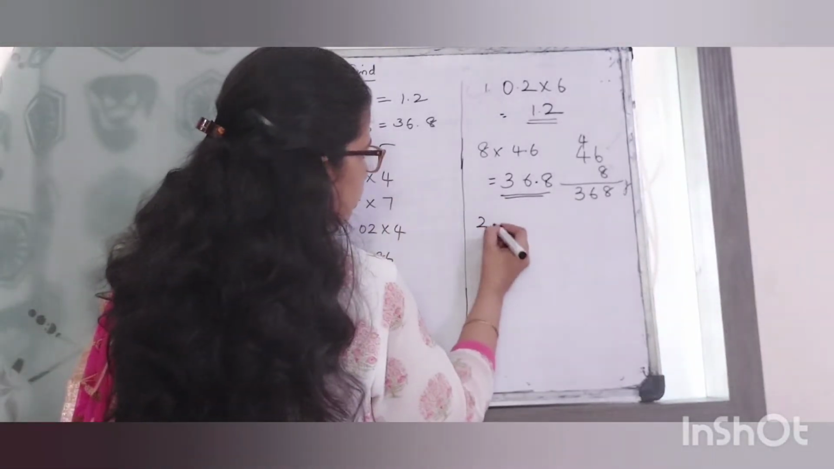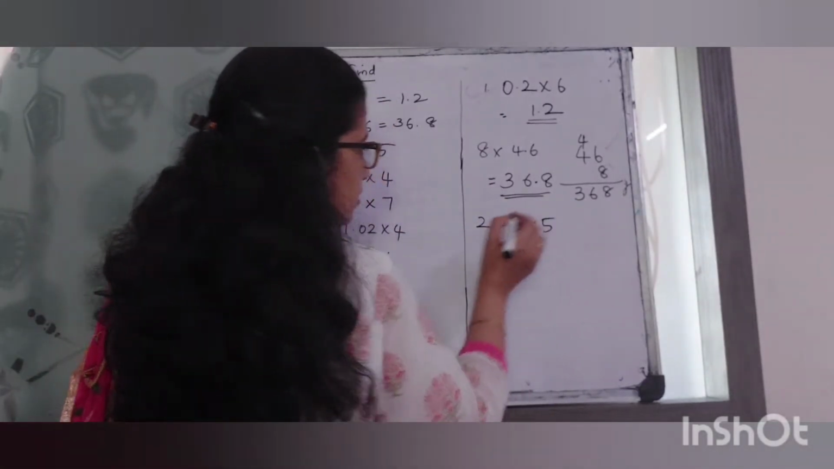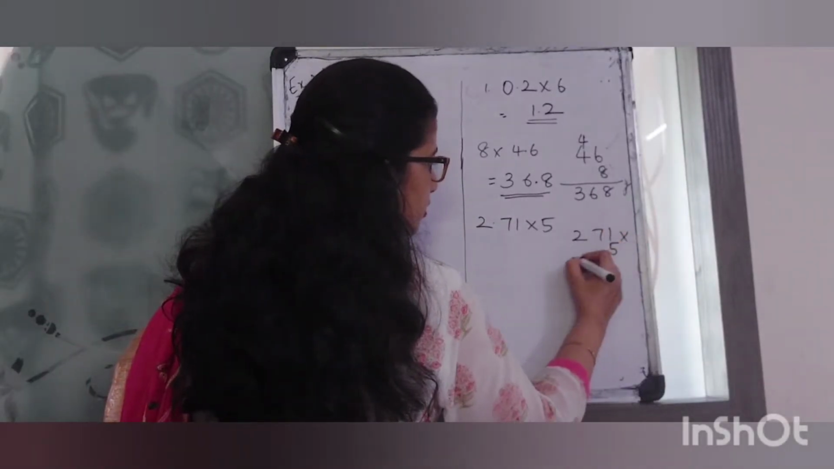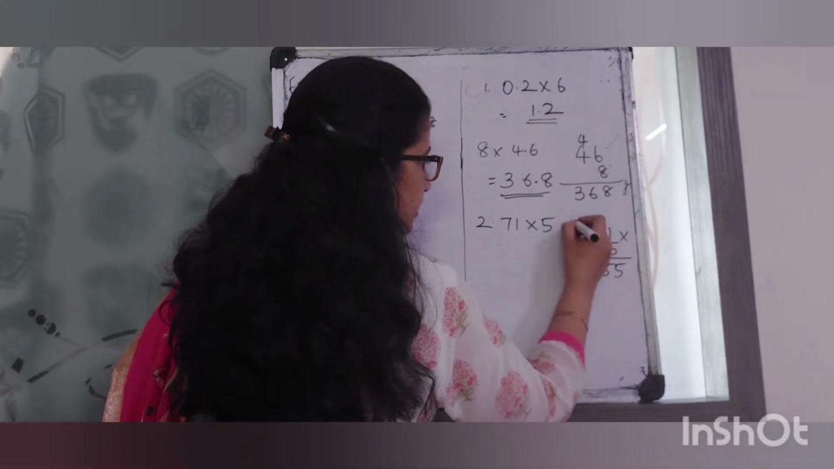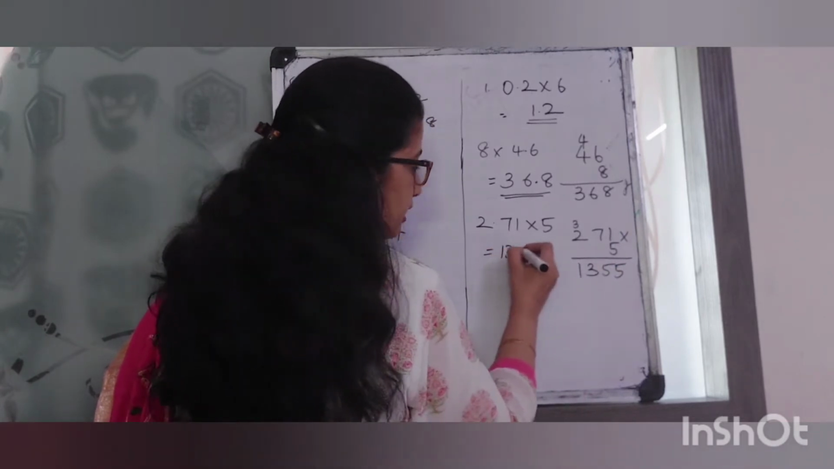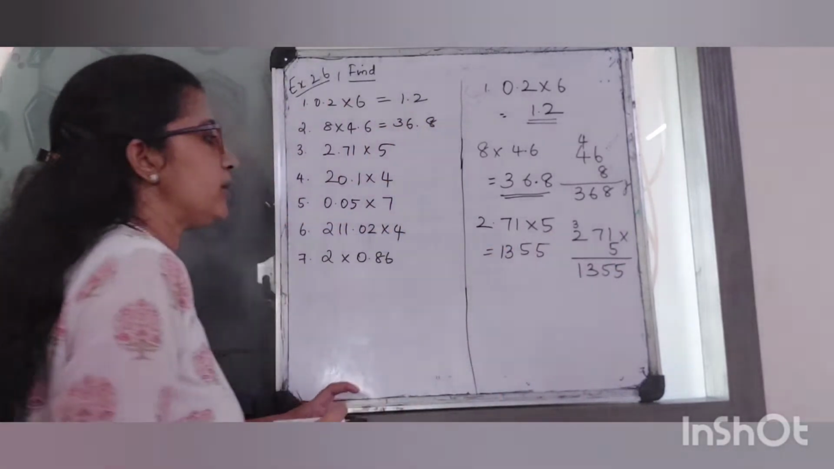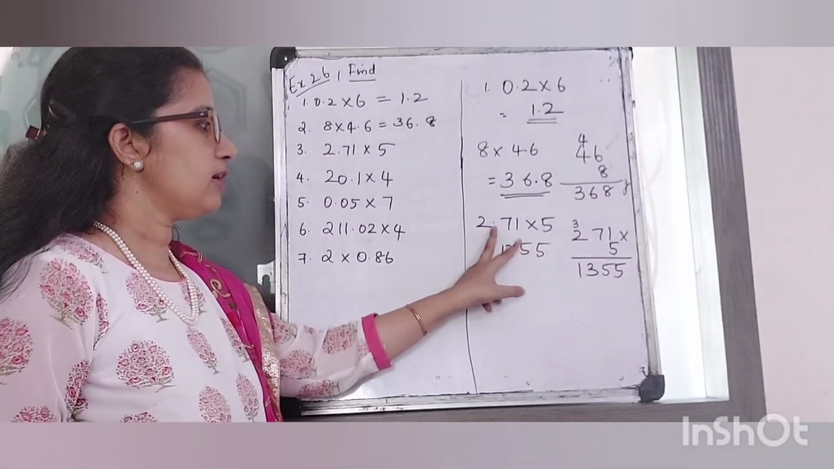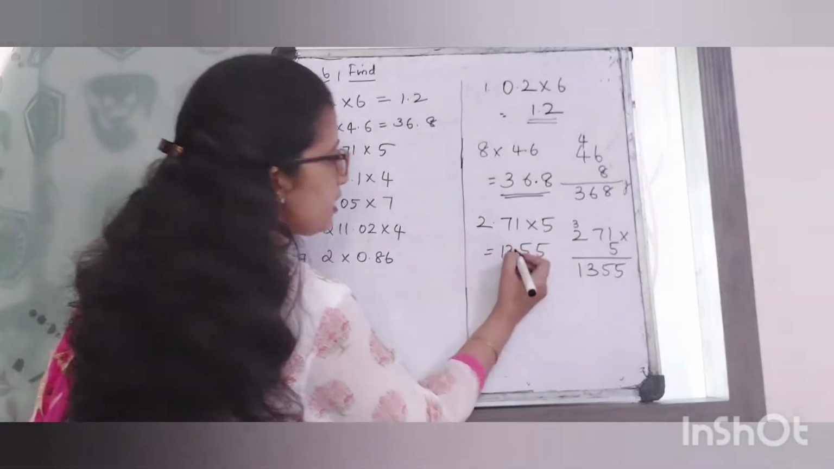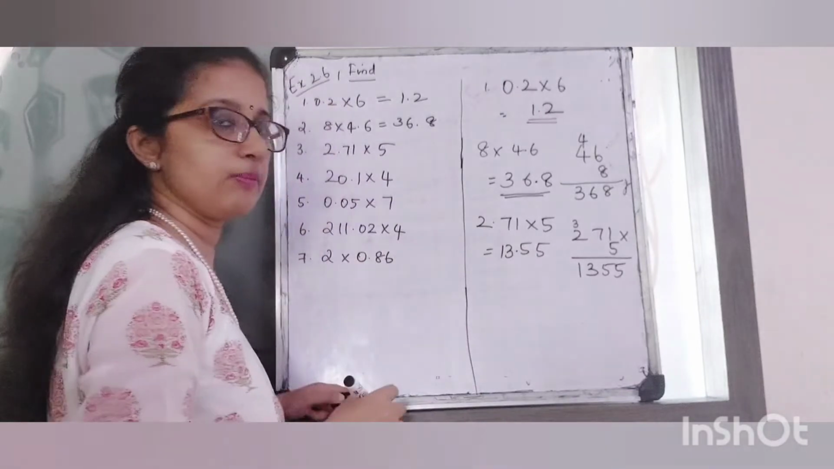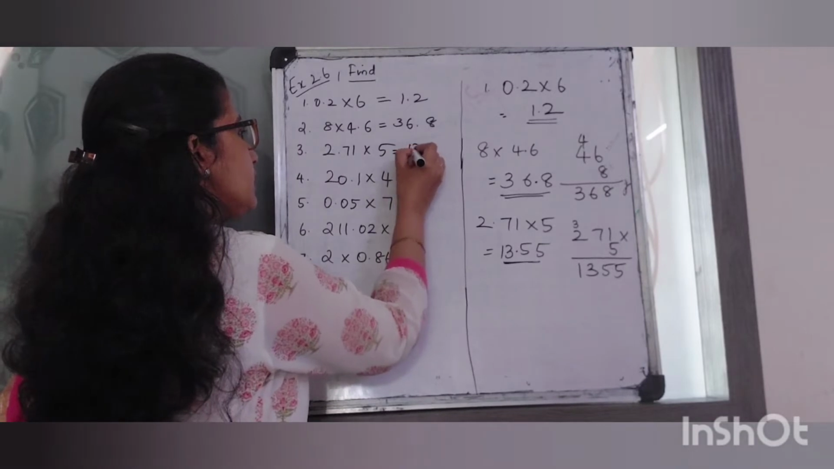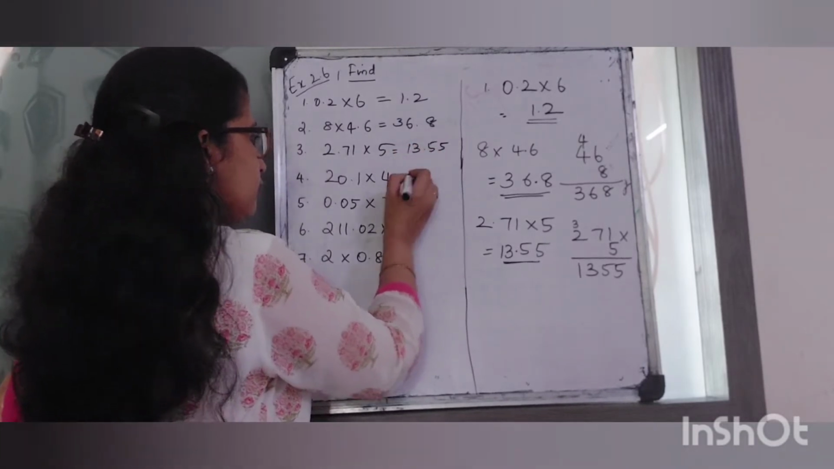2.71 into 5. So similarly, you will first do 271 into 5. 5 7s are 35, 5 2s are 10 plus 3, 13. It is equal to 1355. Okay. Now how many places should we leave? See, here after the decimal point there are 2 digits. So in the answer also you have to put the decimal point here so that there are 2 digits after the decimal point. So the answer is 13.55. Now take the fourth question.